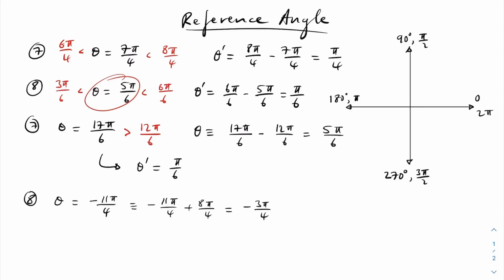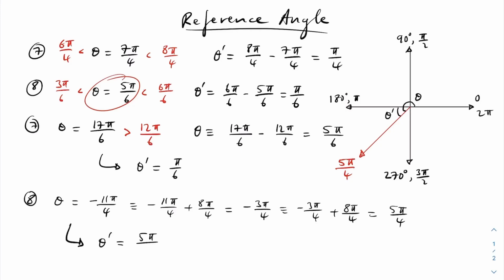And so this particular angle is going to be equivalent to negative 3 pi over 4 plus 8 pi over 4, which should give you 5 pi over 4. And so with that, you can see that this particular angle is stuck between 4 pi over 4, which happens to be pi, and 6 pi over 4, which happens to be 3 pi over 2 right here on the bottom. And so the positive acute angle theta prime that is formed at the terminal side and the x-axis is going to be equal to 5 pi over 4 minus 4 pi over 4, which is equal to pi over 4 in radian. And so with that, we are done.